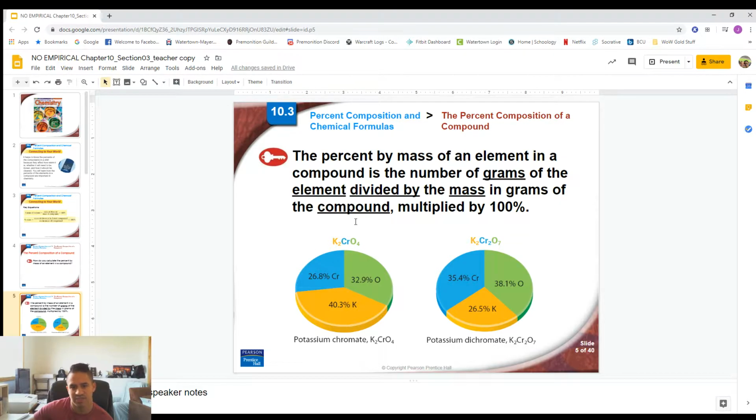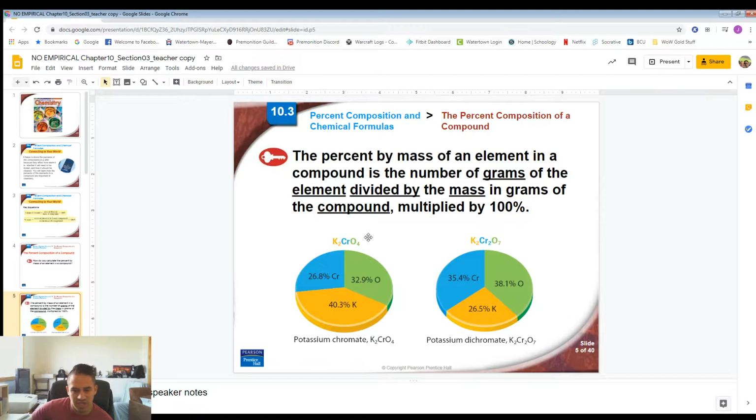So not just one potassium and one oxygen. We're finding all the individual masses of all these elements, and we're adding them all together to get the total molar mass of the whole compound. Then we're taking the mass of just the potassiums and dividing that by the total, and then timesing 100. Or we're taking the mass of all the oxygens or just the chromium, and then dividing that by the total mass and timesing by 100, and that will get our percentage breakdown.